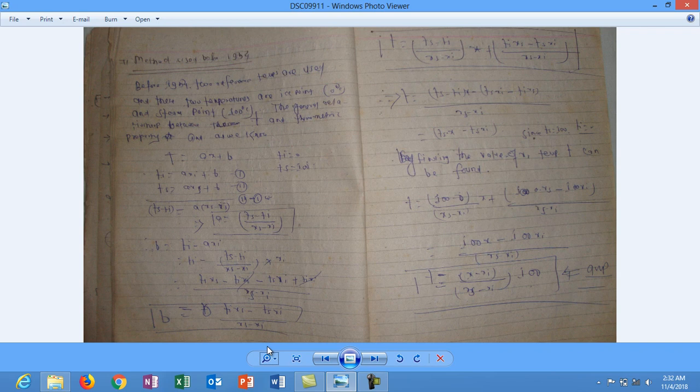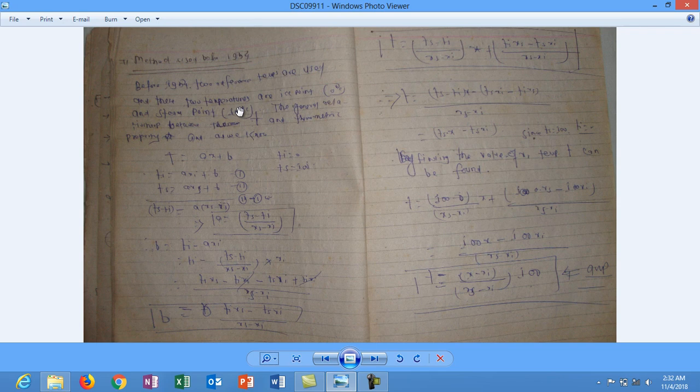One reference is the temperature measurement before 1954, and the next reference is temperature measurement after 1954. Before 1954, some different reference temperatures were being used, and after 1954, some different reference temperatures were being used. So first of all, we will discuss methods used before 1954.